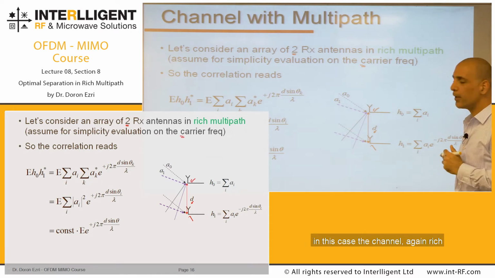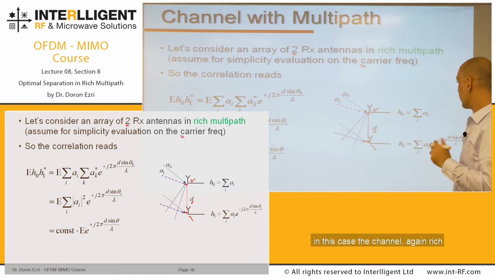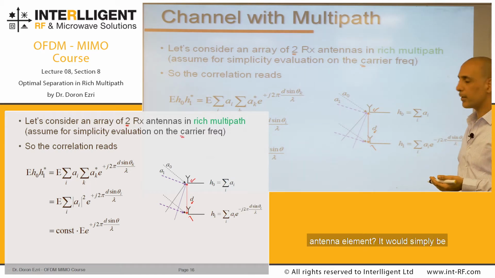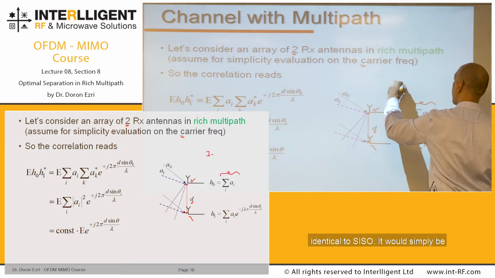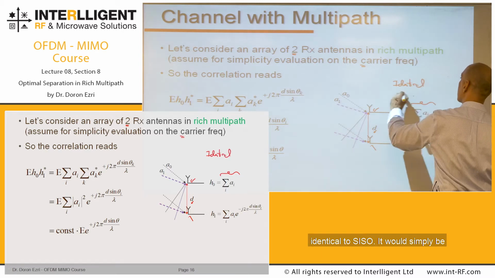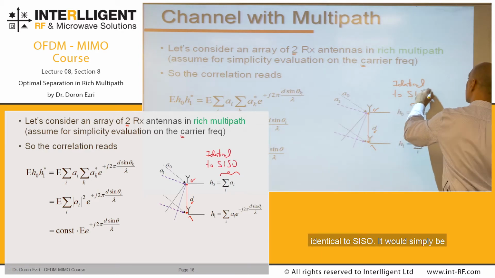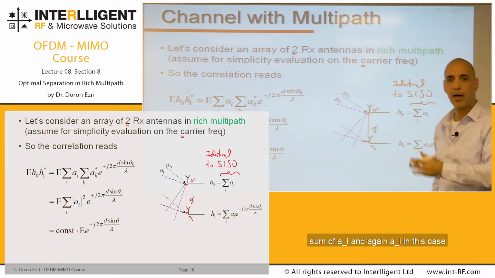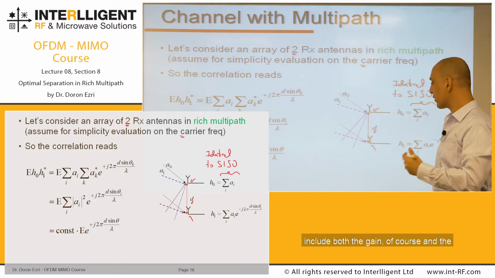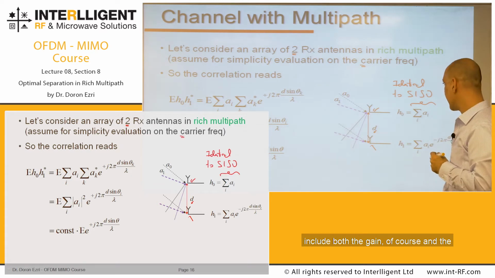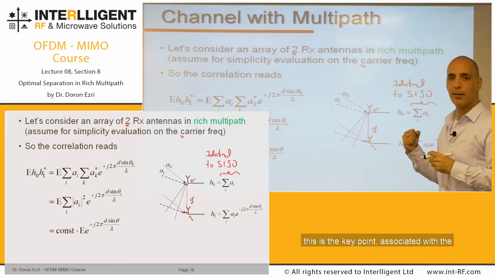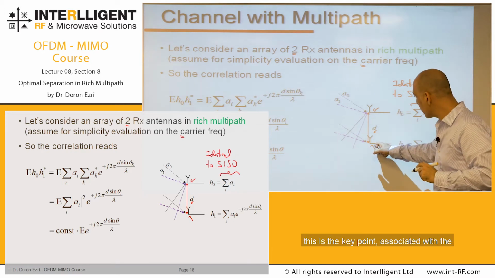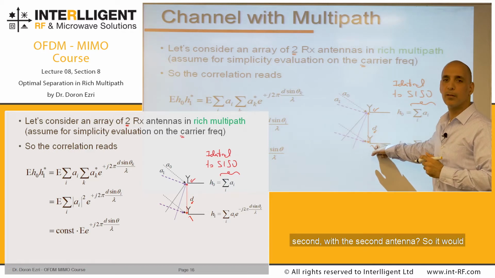So what would be, in this case, the channel, again, rich multipath, with respect to the first antenna element? It would simply be identical to SISO. It would simply be the sum of a_i. And again, a_i in this case, everything is baseband, so these include both the gain, of course, and the phase.